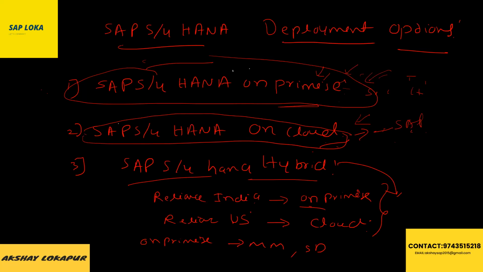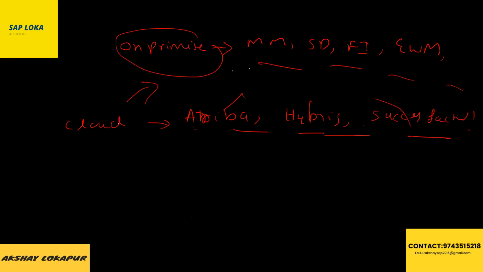And what is on-premise, cloud, hybrid? This is clear, right? Any other doubts, guys? It's clear. Okay. So now we'll see different types of projects in S4 HANA.